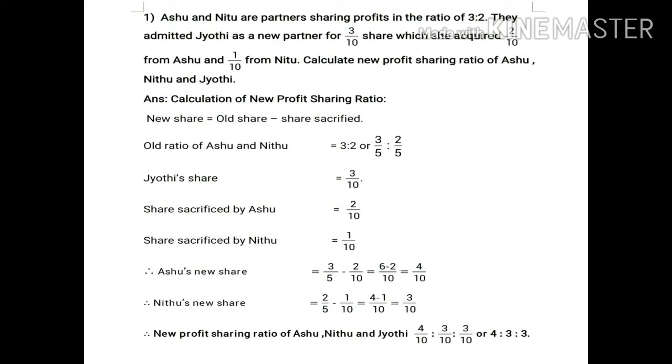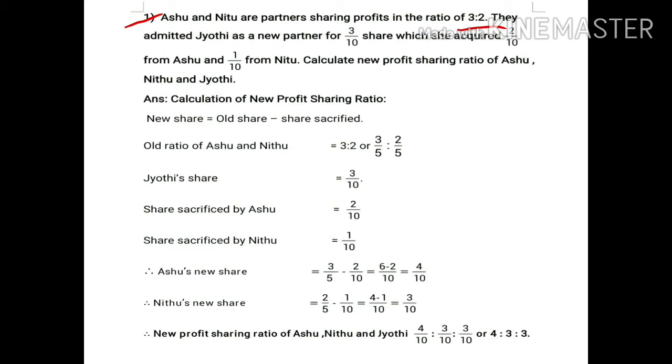First one, so first problem, Ashu and Neetu are partners sharing profit in the ratio of 3:2. So while discussing ratio, I told that if 5 rupees profit, then 3 for Ashu and 2 for Neetu. If we say 3:2, which is 3 + 2 = 5 rupees profit, 3 rupees goes to Ashu and 2 rupees goes to Neetu. That is what profit sharing ratio is.